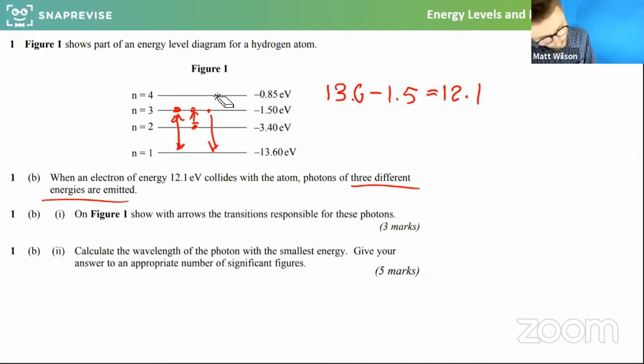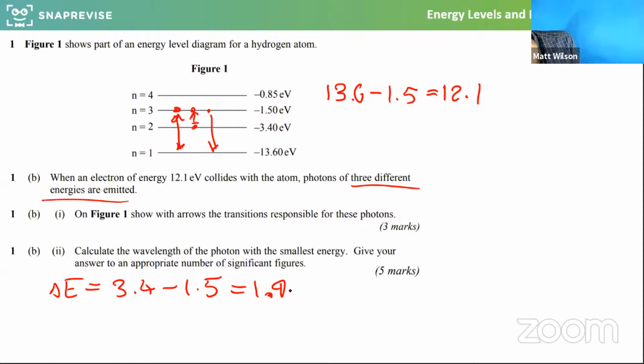Okay, in 1 part B, we're asked to calculate the wavelength for the photon with the smallest energy. Give your answer to an appropriate number of significant figures. So here we're going the other way to what we did before. We need to look at the smallest energy of these transitions, which is the transition from n equals 3 to n equals 2. This has an energy gap size given by 3.4 electron volts minus 1.5 electron volts, and that is exactly 1.9 electron volts.